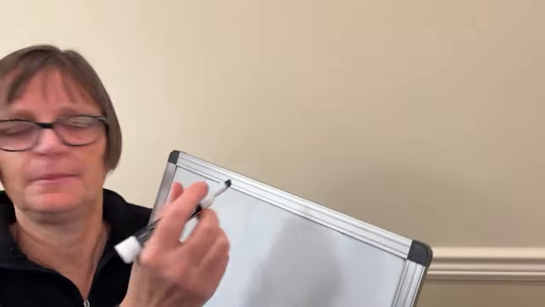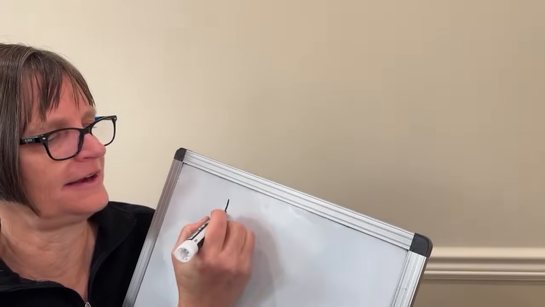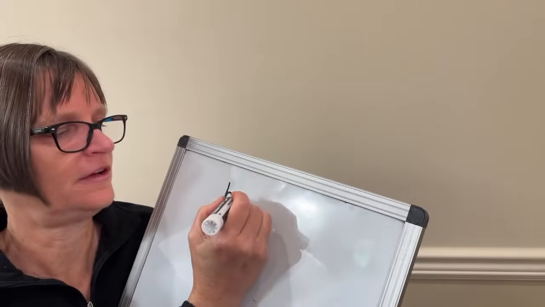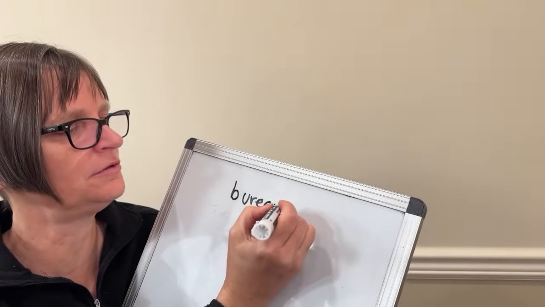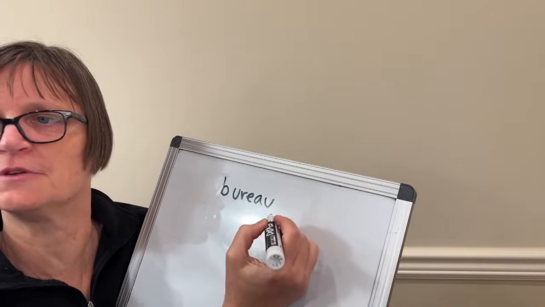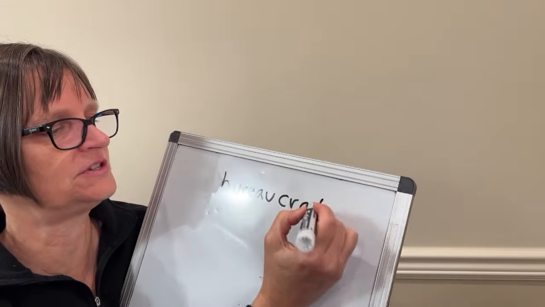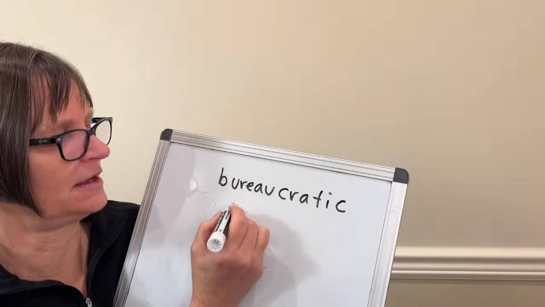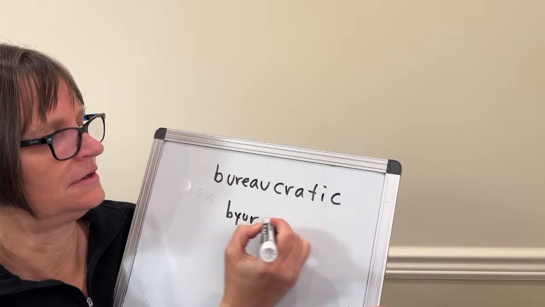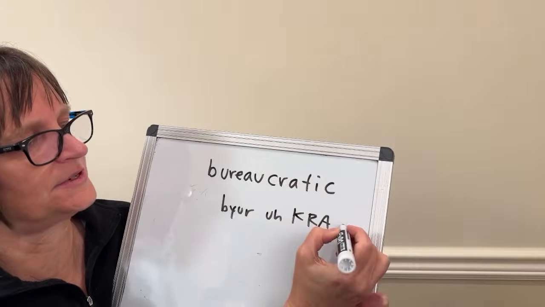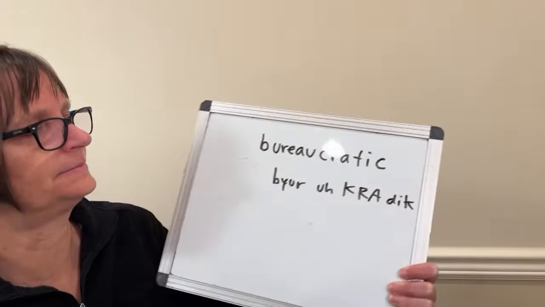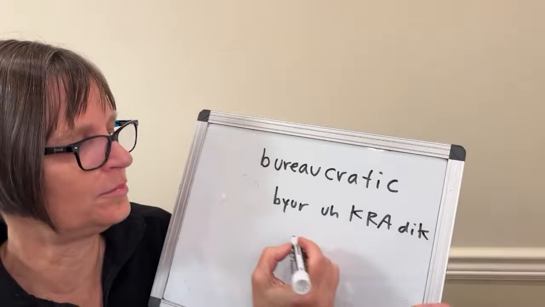Okay, we have a question about bureaucratic. So for bureaucratic, we have bureau. So in bureau, we say this as an O. In bureaucratic, it becomes just an uh sound. So it sounds like bureaucratic, then the T is flapped. Bureaucratic.